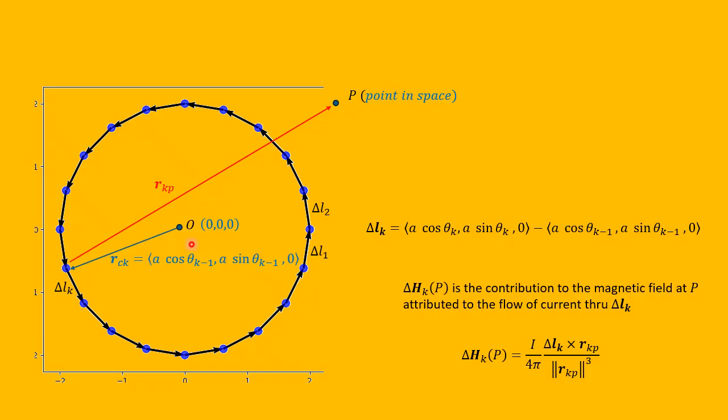In this picture, here is the vector going from the origin out to this point right here. That one we call R sub ck. The vector going from this point here, which is part of this region right in here, out to P, that's going to be R sub pk, kp, sorry, which appears right here in our formula.